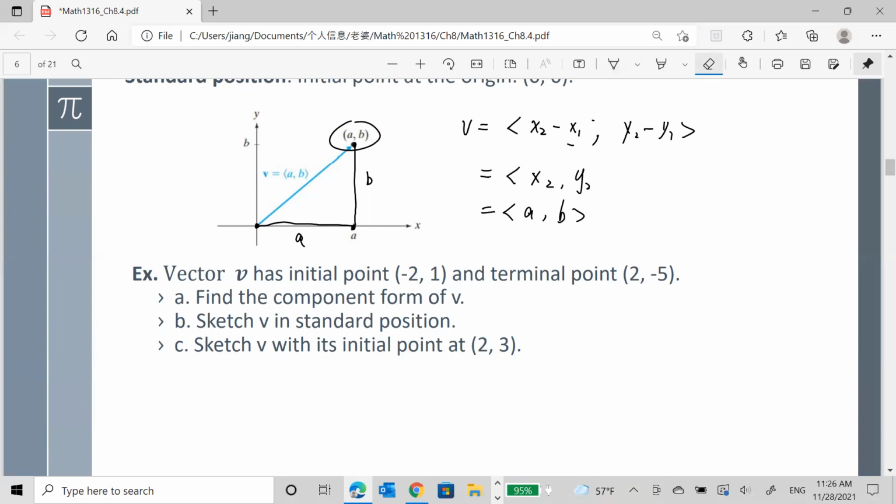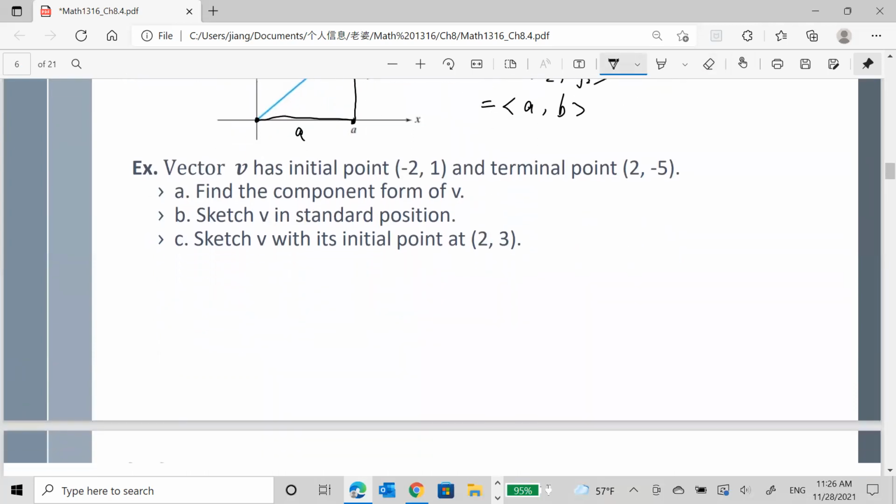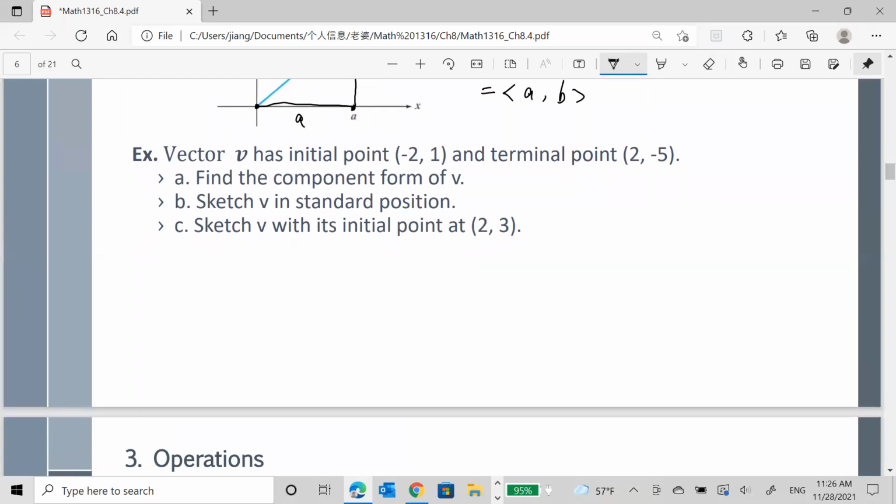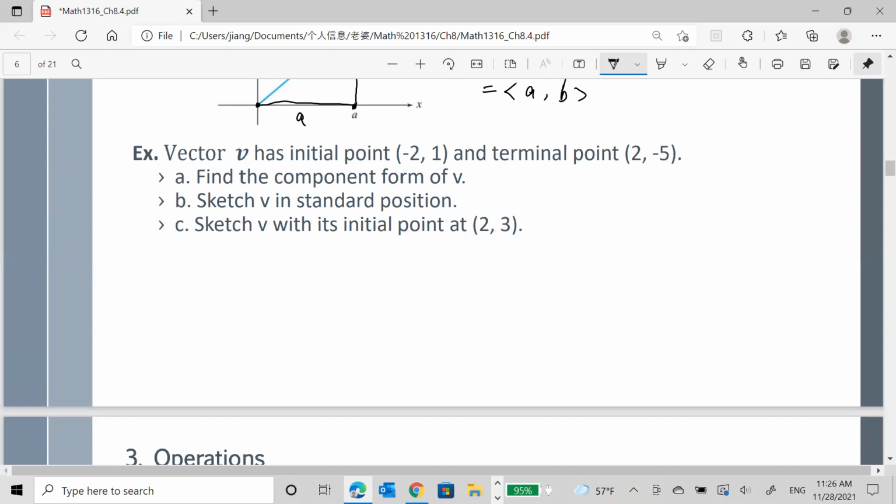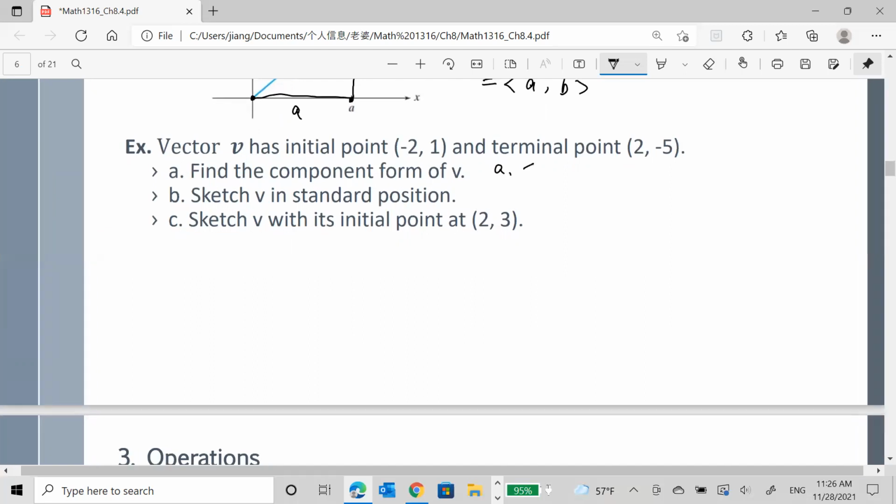Okay, let's move on to the example. The vector V has an initial point -2, 1, and terminal point 2, -5. Find the component form of V. So the component form: x2 minus x1, that's 2 minus -2, comma, y2 minus y1, -5 minus 1, equals 4, -6. So this is the component form of the vector V.